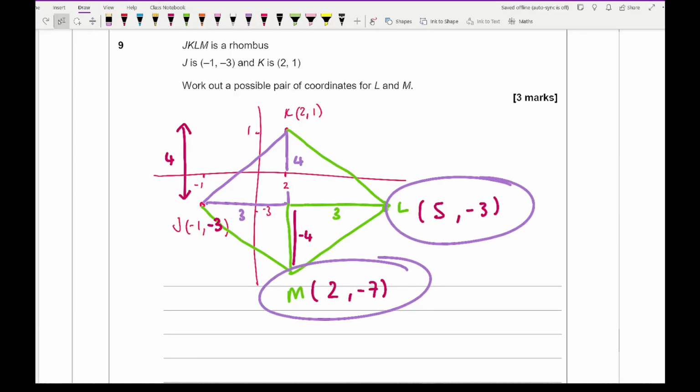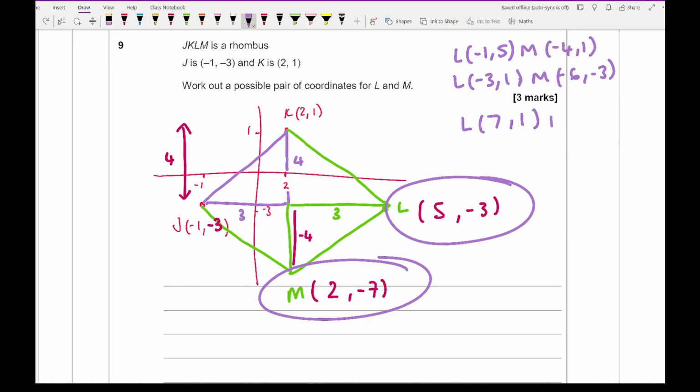Now, there are other possible answers you can have for L and M, I'll just write them down. You can have L equals -1, 5, and M equals -4, 1. You can have -3, 1, and M is -6, -3. And you can also have L as 7, 1, and M as 4, -3. Any of those sets of answers would be absolutely fine to get the full marks.